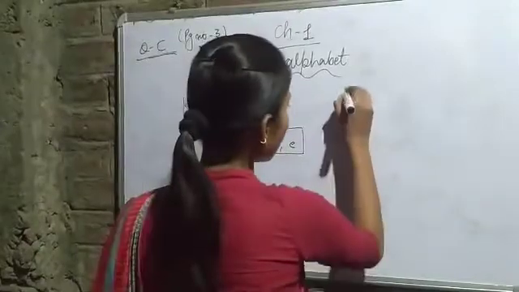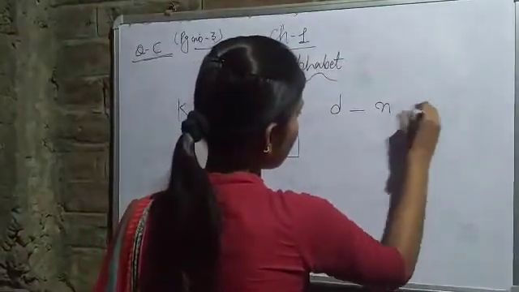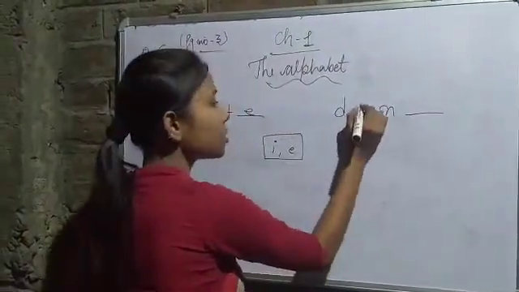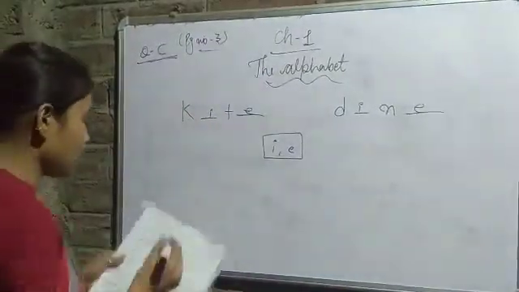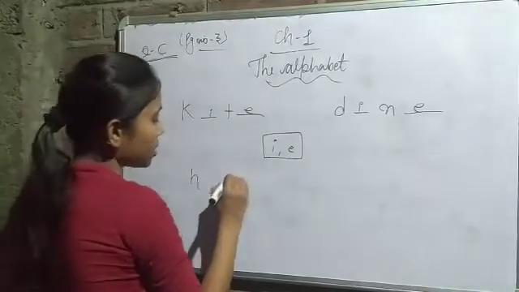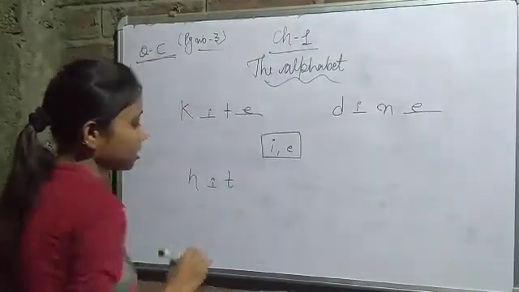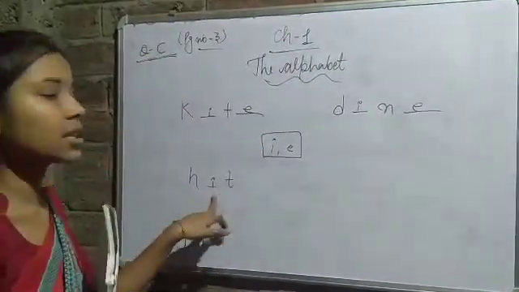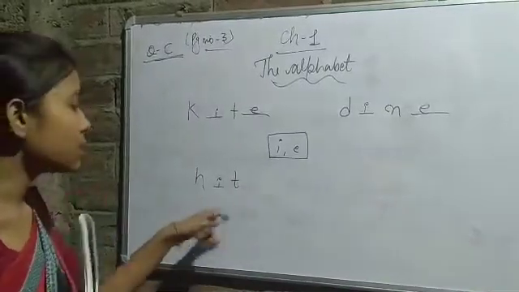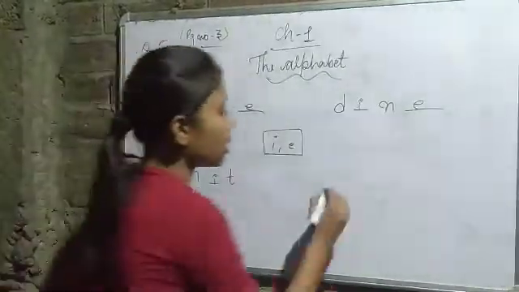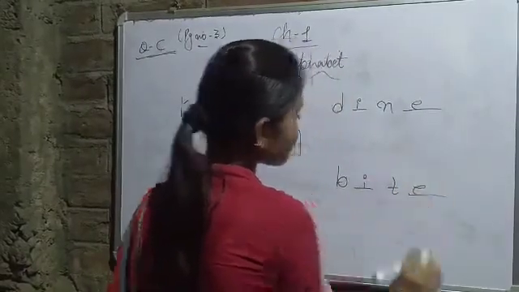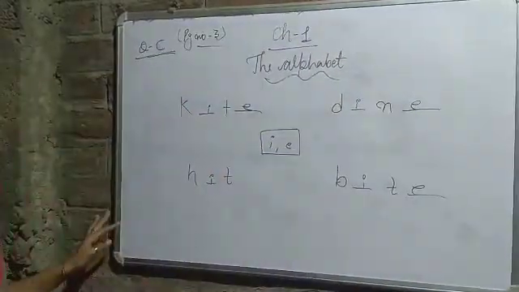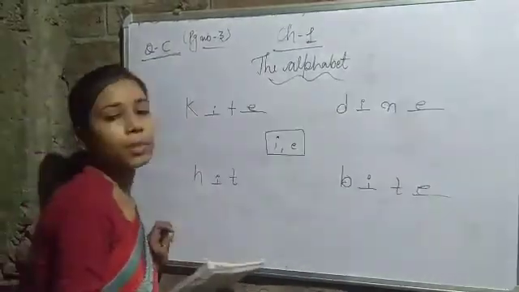Then we have the second word D I dash. Like the first one, we have just used the I and E. Then we have the second word, die. Now we have H dash T, hit. क्योंकि E यूज कर नहीं सकते क्योंकि head कोई word है ही नहीं. Hit is the word. Here we have the third word. And then we have bite. So like this you have to solve question number C.